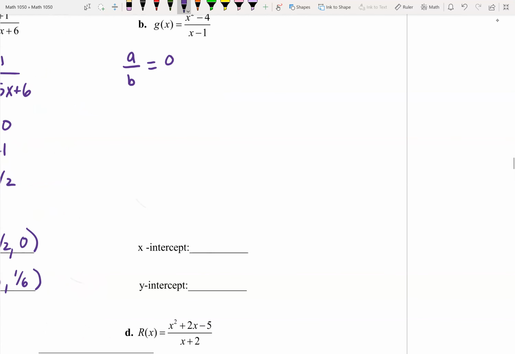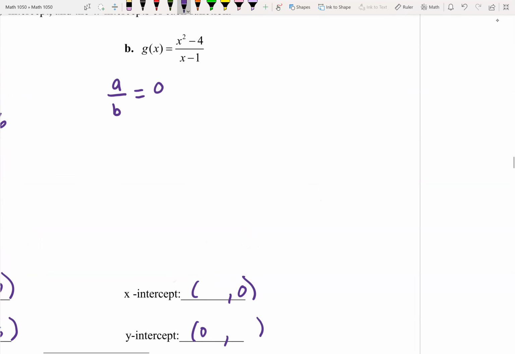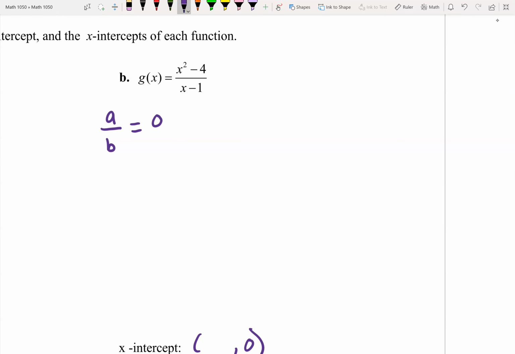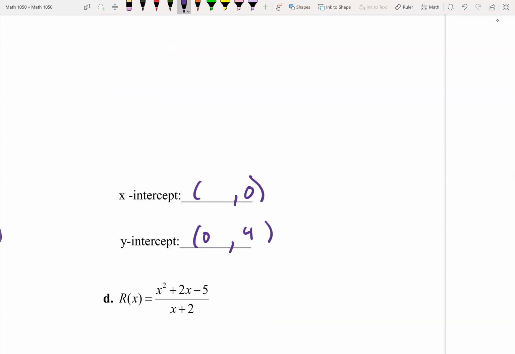Okay, let's do the next one. To find the x-intercept, you let y be 0. To find the y-intercept, you let x be a 0. Okay, so if x is a 0, then look what happens. Goes away, goes away. What's that equal to, guys? 4. That's easy. So it's 0 comma 4, and you're done.